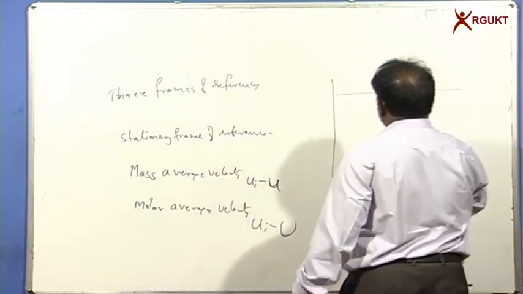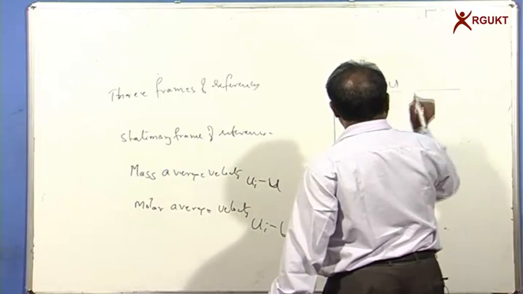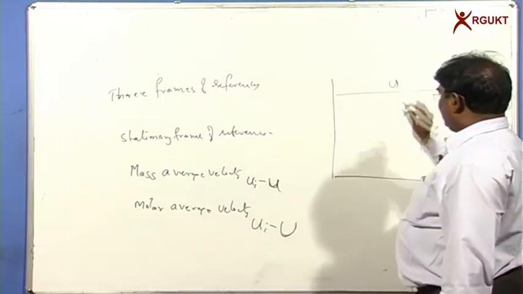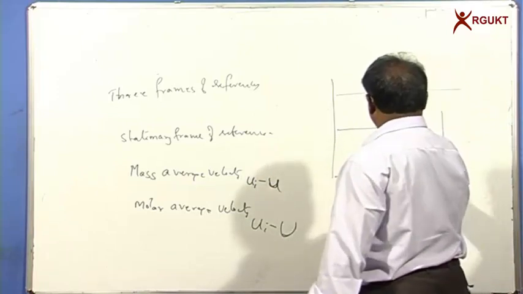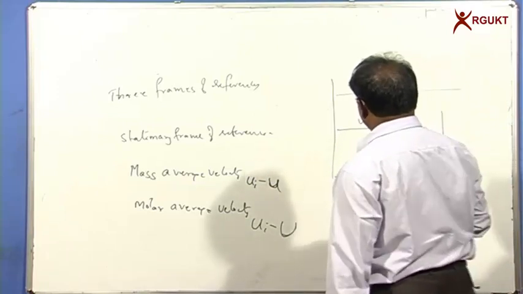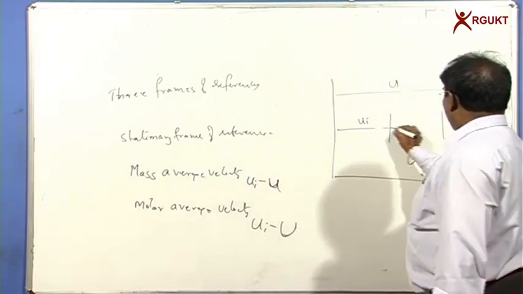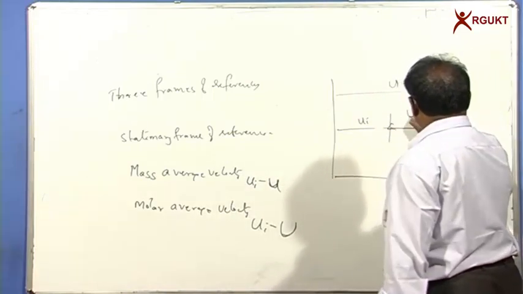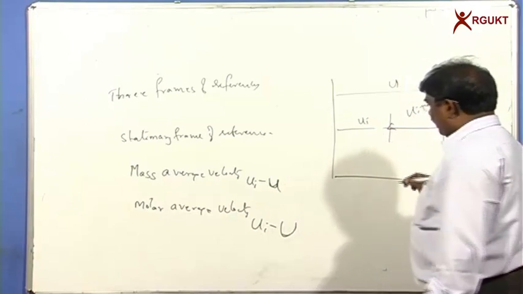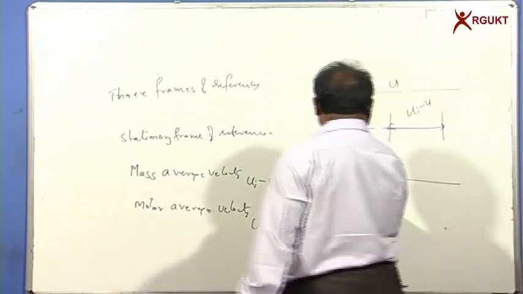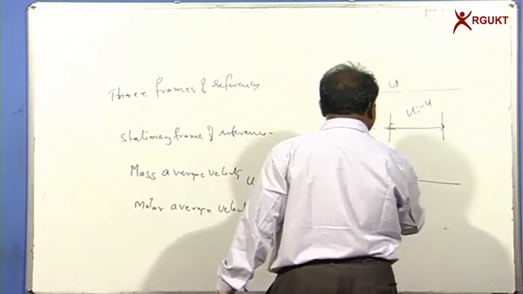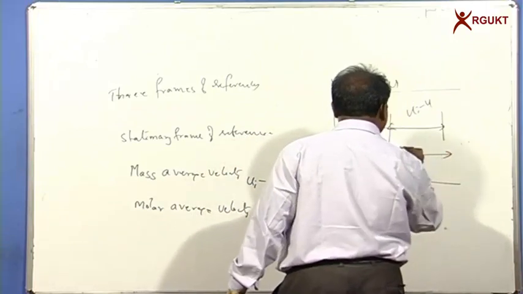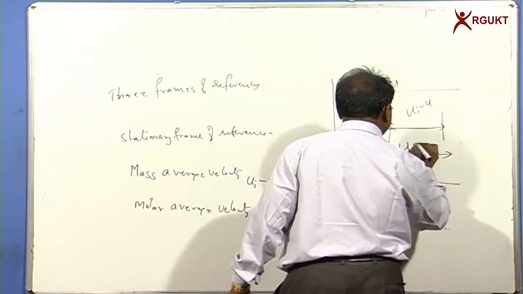So this is the stationary observer, who is observing the flux. Maybe this is the observer who has a velocity that is nothing but a mass average velocity, and this velocity is nothing but ui minus u. That is nothing but a relative velocity. Maybe we have an observer who has a velocity that is the molar average velocity. Now this is nothing but ui minus u.